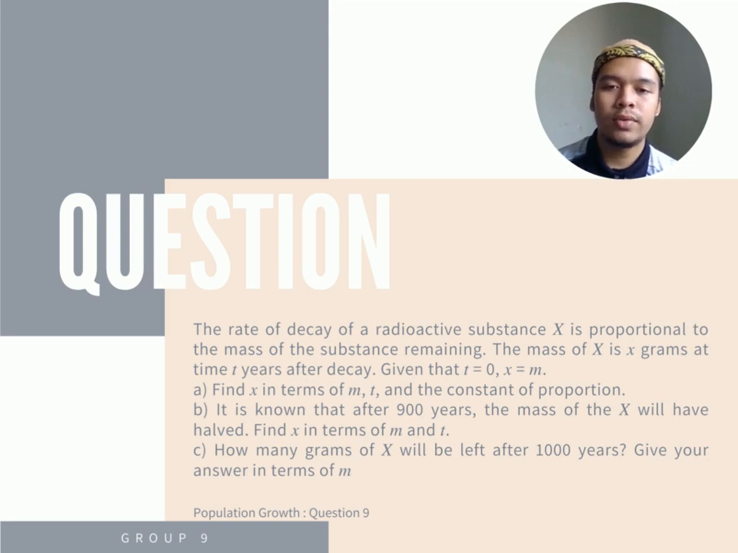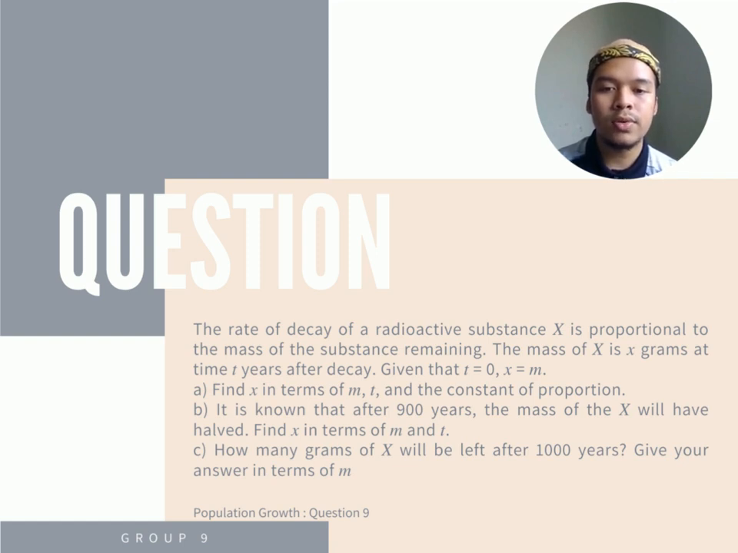For population, we are given question number 9, which is: the rate of decay of a radioactive substance X is proportional to the mass of the substance remaining. The mass of X is X grams at time t years after decay. Given that at t equal to 0, X equal to m. Question A, find X in terms of m, t, and the constant of proportion.